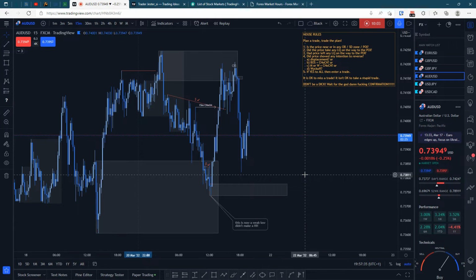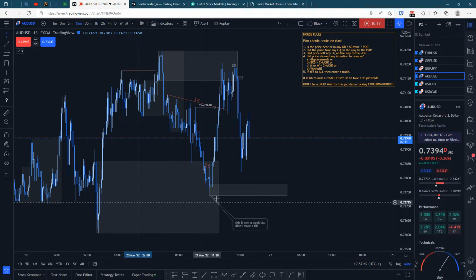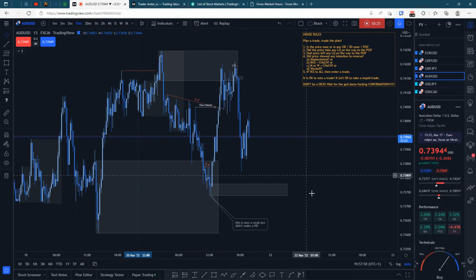Now, in terms of theory, this low, so higher low, didn't create a higher high, so it's not considered a strong low. And in theory, the price should run through this low. And that's also why I should keep the short open a little more. It could hold, but most likely will not hold.